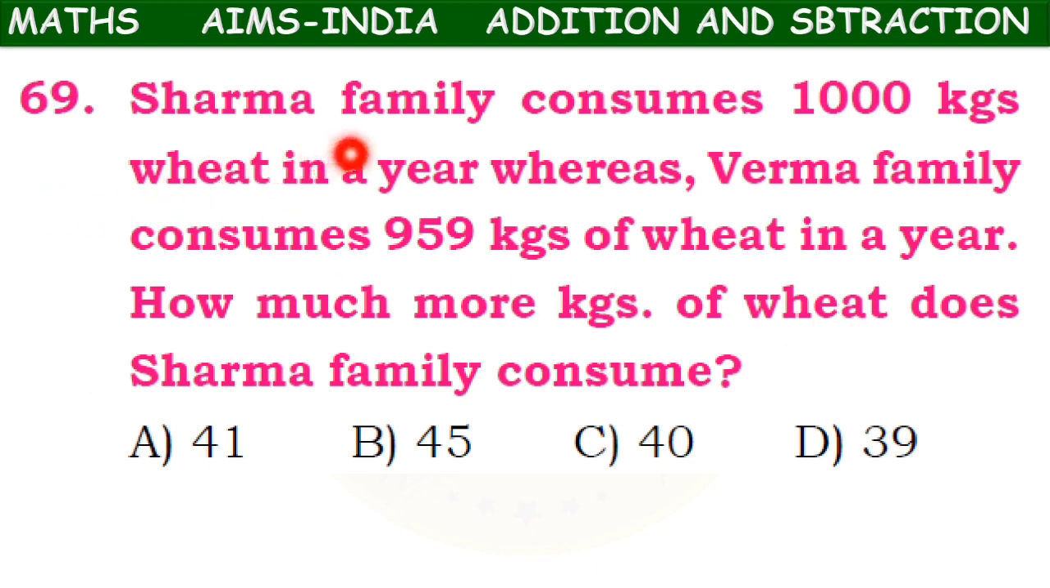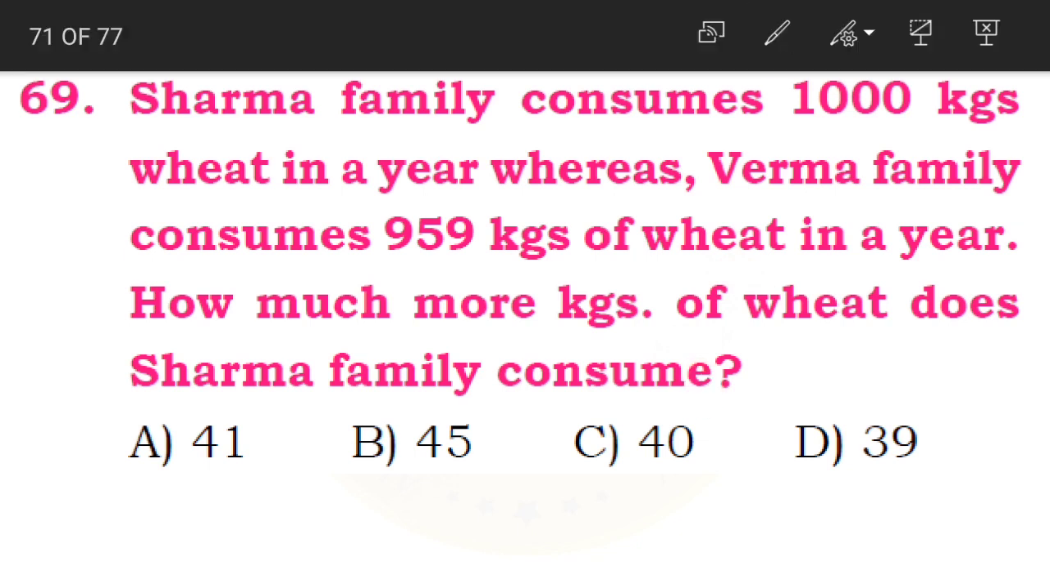Coming to question number 69. Sharma family consumes 1,000 kgs wheat in a year, whereas Verma family consumes 959 kgs of wheat in a year. How much more kgs of wheat does Sharma family consume? Consume means they use 1,000 kgs in a year and Verma family uses only 959 kgs. Now how to find out how much more? Yes, children, we need to find out the difference of 1000 and 959.